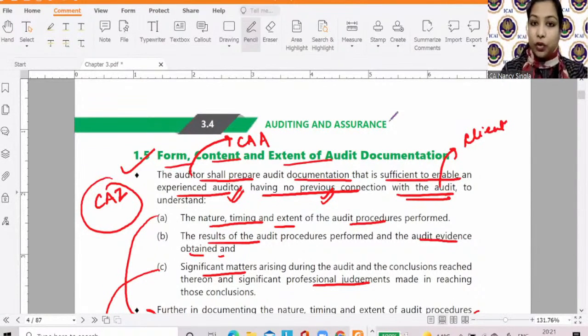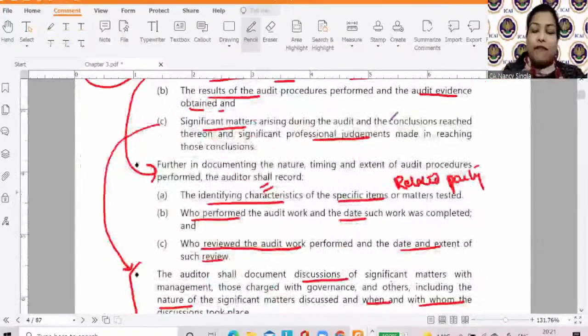Next class is going to be very, very important. We will be discussing NTE. What is NTE? Nature, timing, extent of audit procedures. Okay? Then the results of audit procedures performed and audit evidence obtained and significant matters and the professional judgment. And auditor, when you are documenting, what does it mean? You are keeping the related papers in one file, okay? So for the audit procedures, you need to document the identifying characteristics of specific items, who performed the audit procedure, the date, who reviewed, the date and the extent of such review.